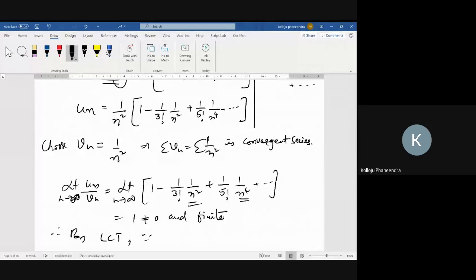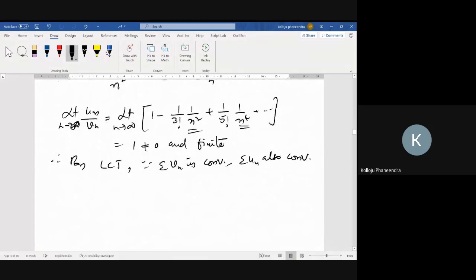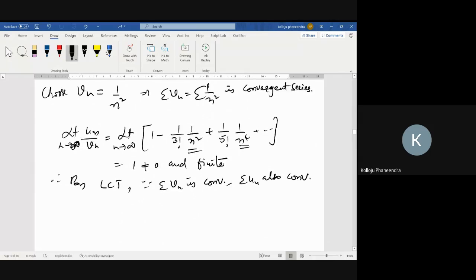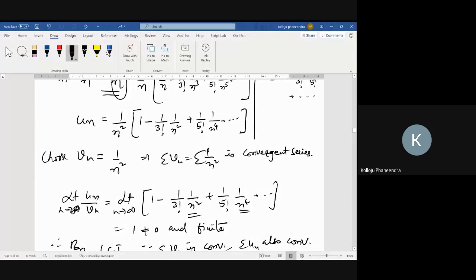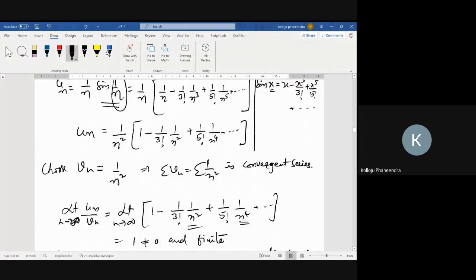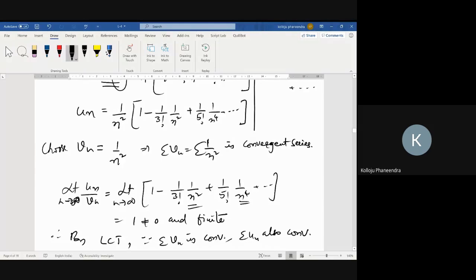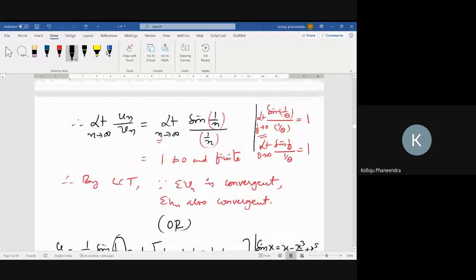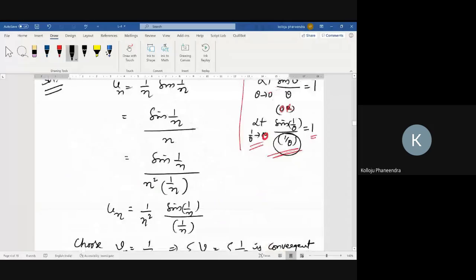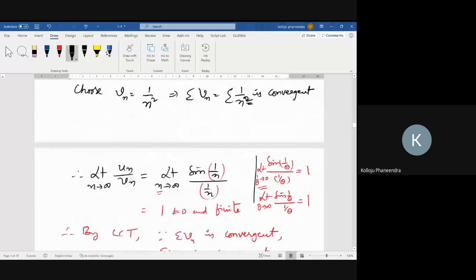since sigma vn is convergent, sigma un is also convergent. All of you see, every step I am writing because it is not JEE Mains or MSET. You have to write in the examination also, and prepare your notes also in this manner. You have to write every step. Don't skip steps just because the answer has come. Marks also get cut. So this is one model problem, 1 by n into sine 1 by n.